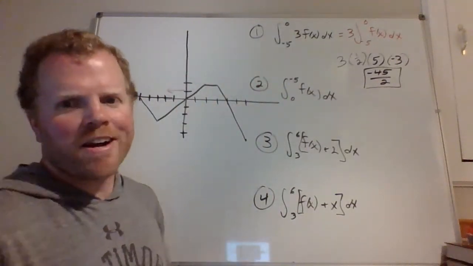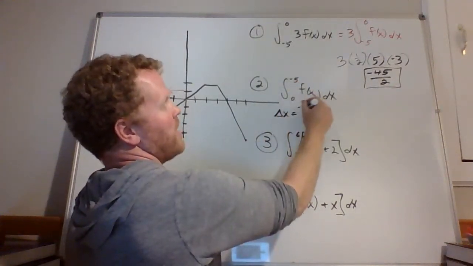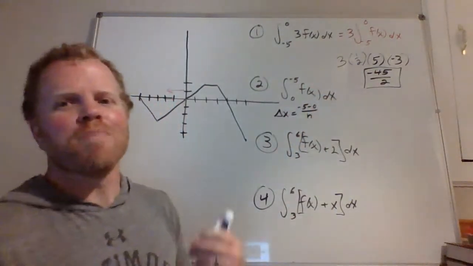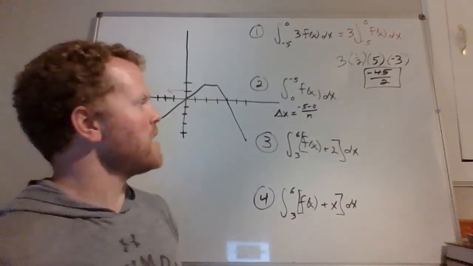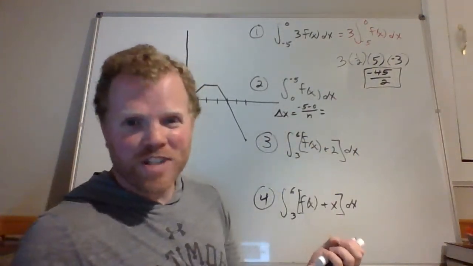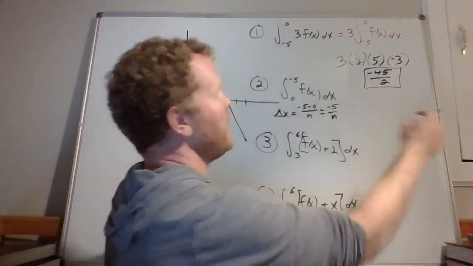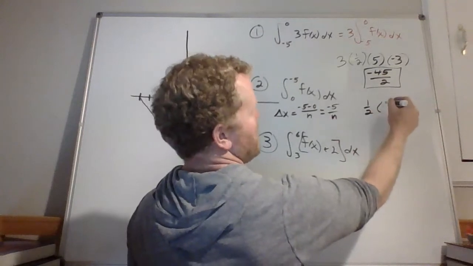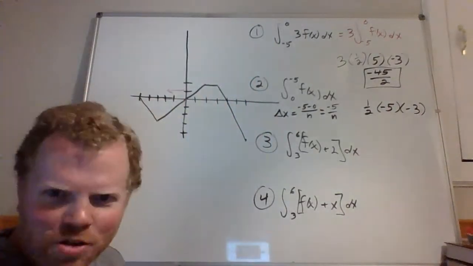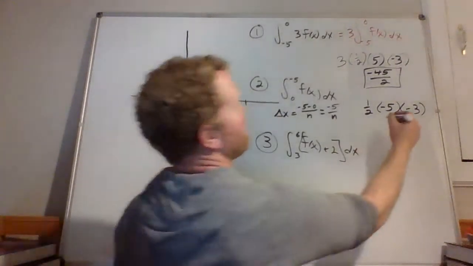So the big thing we talked about in that very first video is that delta x is always top number minus bottom number, -5 minus 0, over however many rectangles you want to use. But you can't use negative rectangles, so n is always positive. So this is a case where delta x is going to be negative. And delta x is just the base of the super skinny rectangles you're using. So that just basically means when you find this area, which is 1/2 of base 5 times height -3, the base is -2. That's it. So this is actually positive. This should be 15 divided by 2.